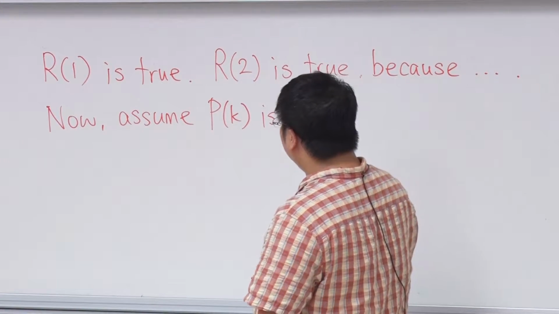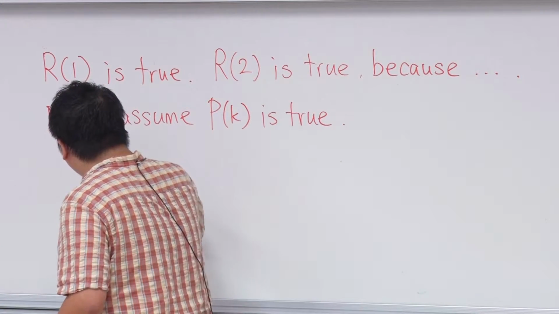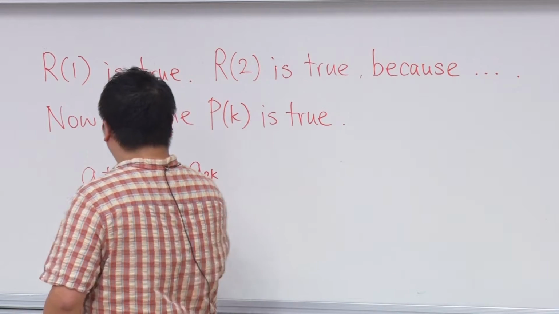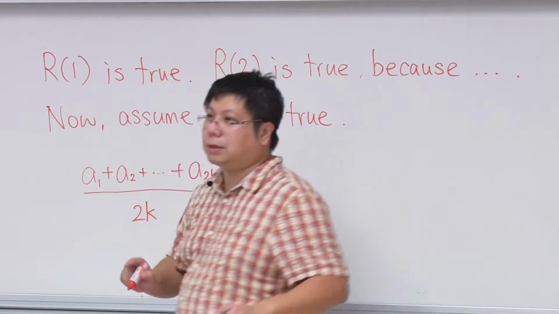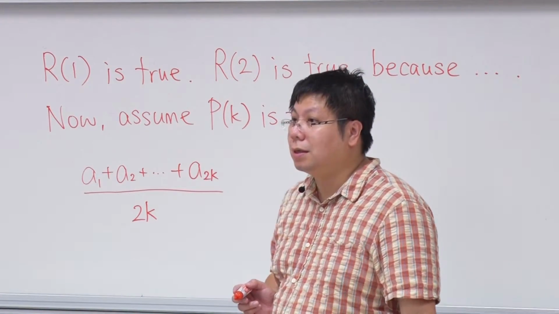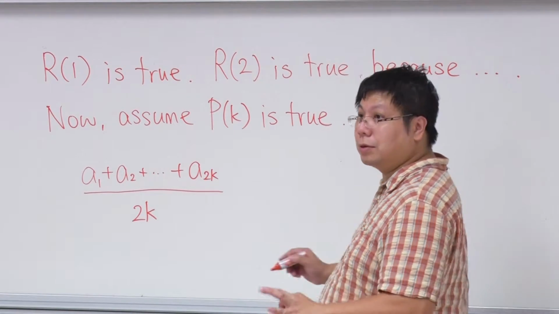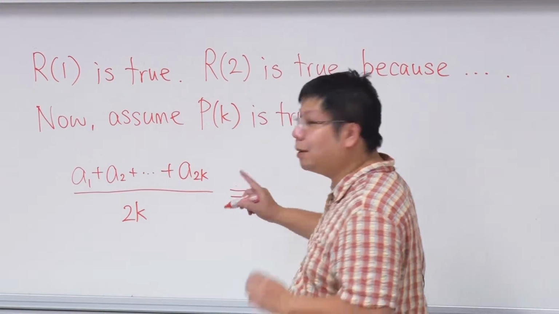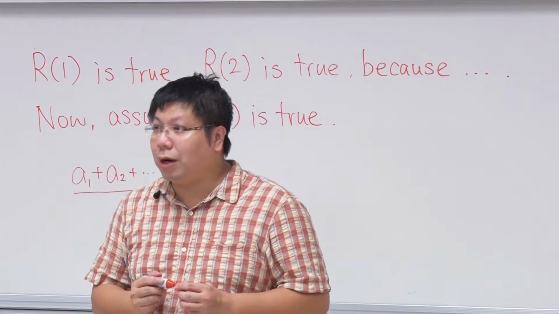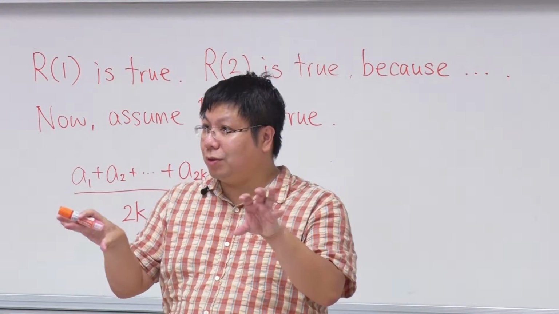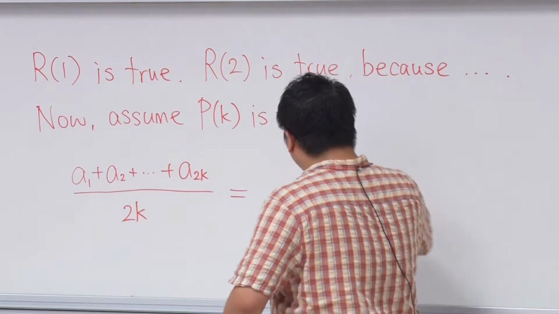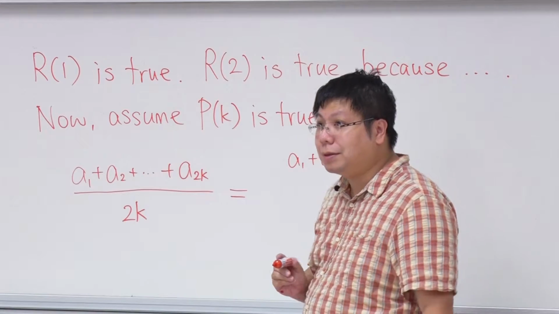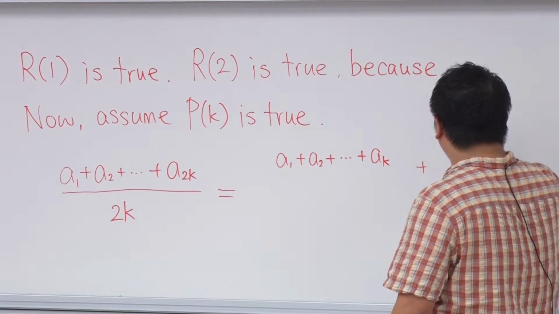We are considering the case where we have 2k numbers. So we have a1 plus a2 plus ... plus a2k. We want to examine this number divided by 2k, whether it is greater than or equal to the desired form that we want. Now, let's make use of the past results and also the induction hypothesis to help. 2k numbers, we don't know how to solve, but we know how to solve k numbers. So let's partition them into groups of k numbers: the first k numbers, a1 to ak, and then we also have the last k numbers.